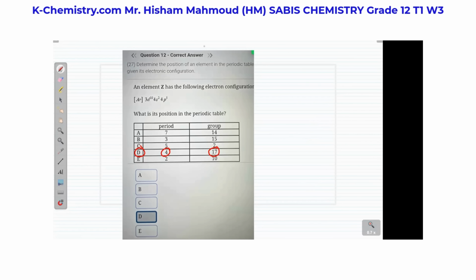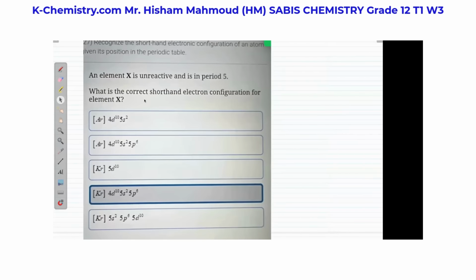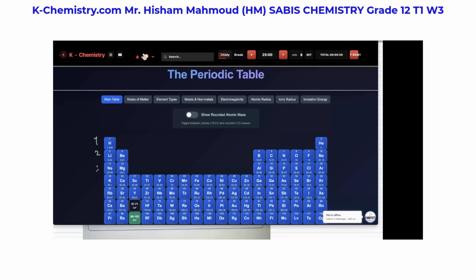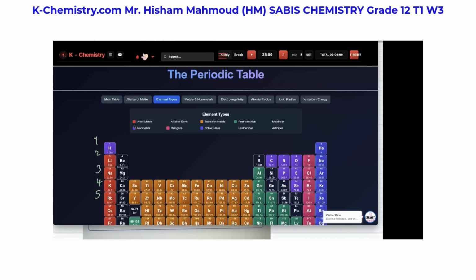Element X is unreactive and is in period 5. What is the correct shorthand electronic configuration for element X? This is period 5. The first thing that comes to my mind when he talks about something unreactive is noble gases. Yes, noble gases are the elements that are most unreactive that I know about. So 1, 2, 3, 4, 5. You said they are noble gases, so you are talking about these ones, this color.